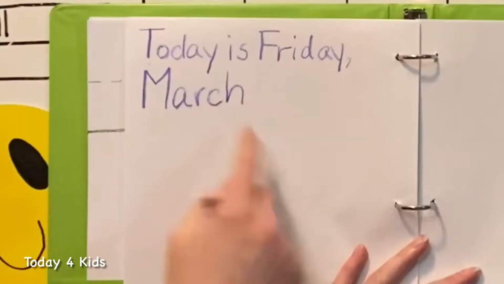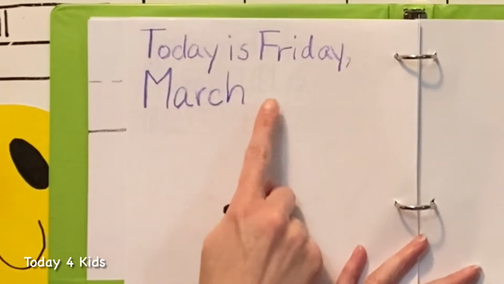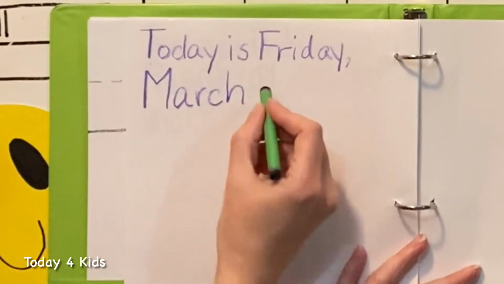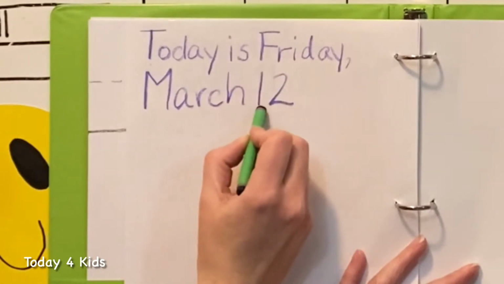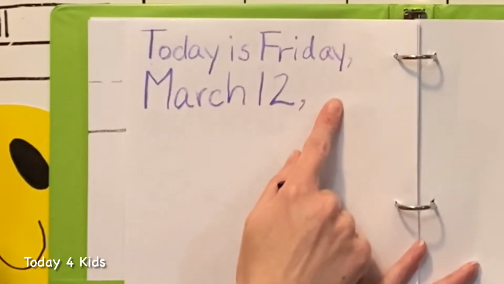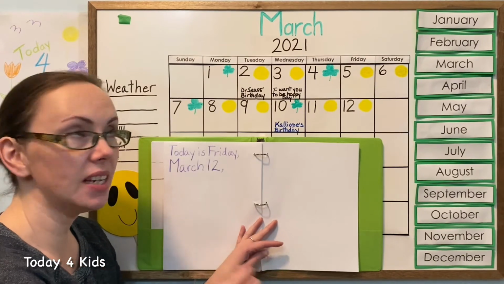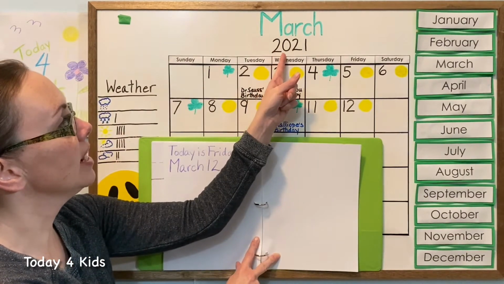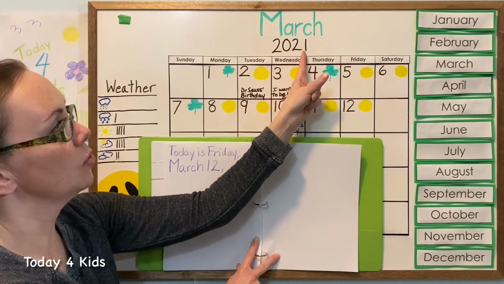Now that we know what the number is for today, we can put it into our sentence in our agenda. Today is Friday, comma, March 12th. So put a 1 and a 2, 12th, and then a comma, and that comma reminds us to pause before we say the year. And the year is at the top of our calendar with the month. Do you see it? It's 2021, or you can say 2021.